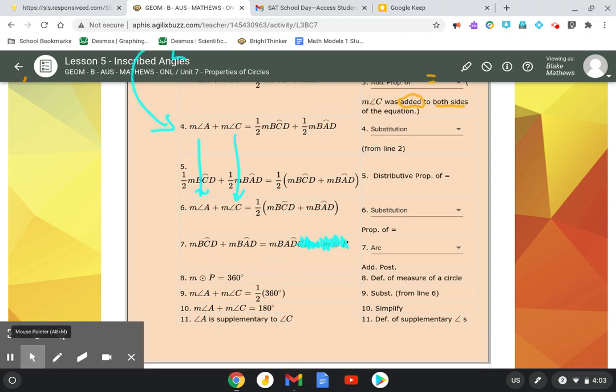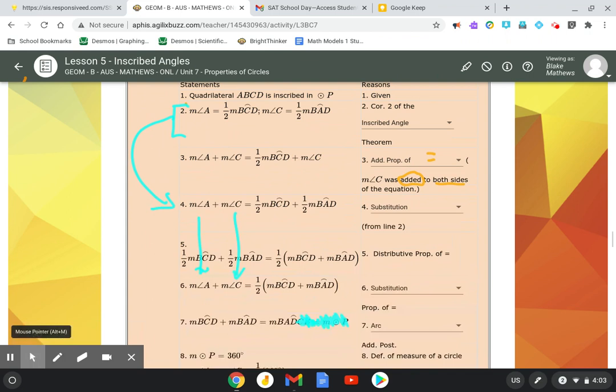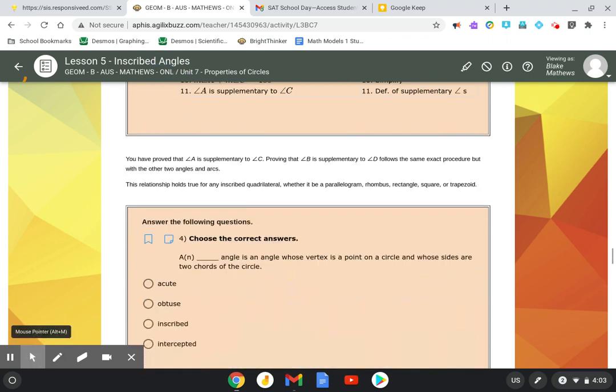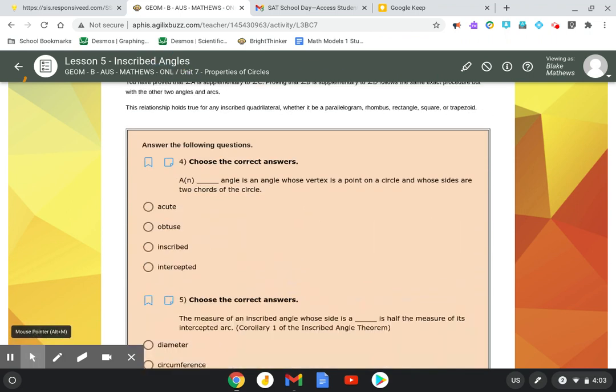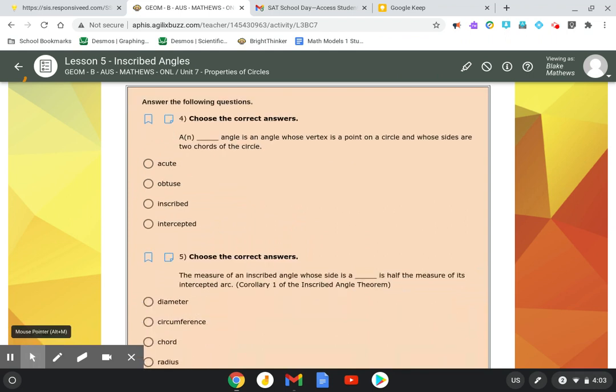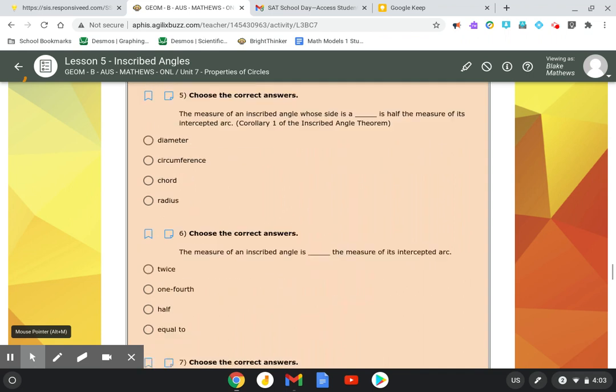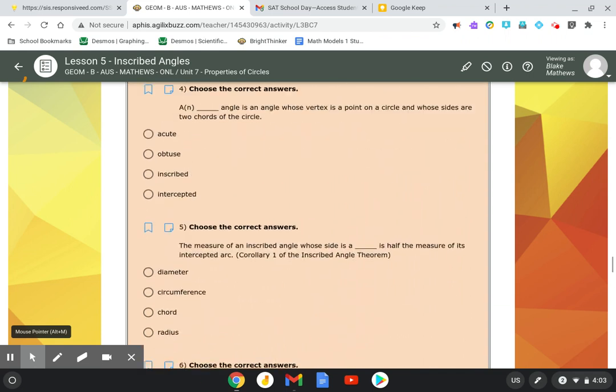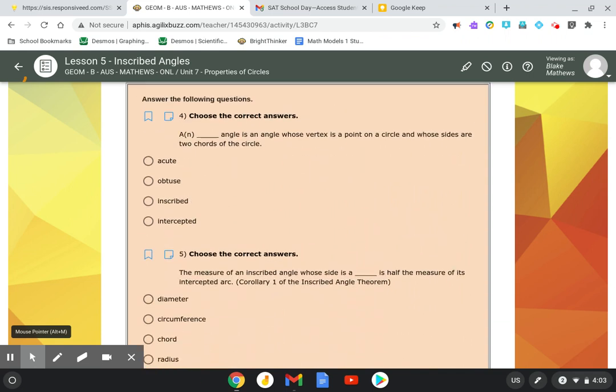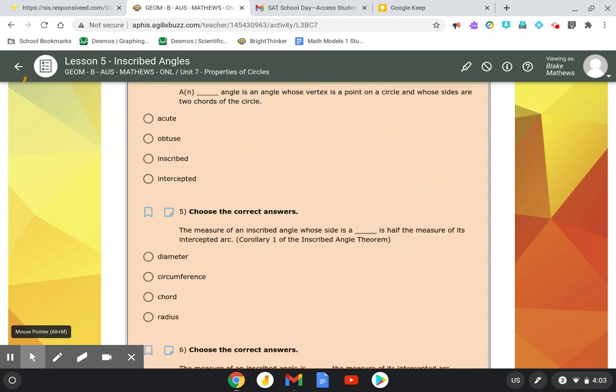I know this is a lot, so just bear with me and get through these proofs. Like I said, you just need to know what is on the vocabulary for the test. Speaking of which, vocabulary here, number 4, number 5, number 6. What kind of angle did we talk about in this lesson? That should be the answer there.